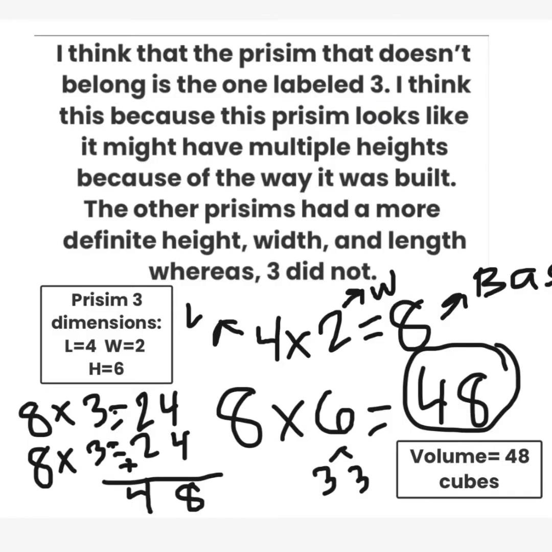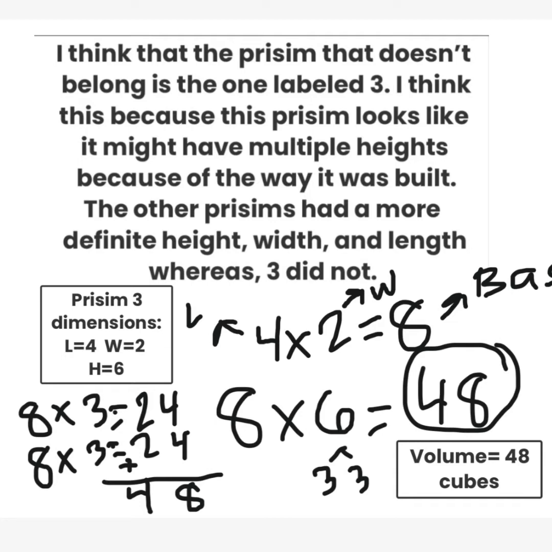Okay, this mathematician totally agrees with the first mathematician. This person is saying that, hey, this third prism, this irregular figure, doesn't belong because it looks like it has 2 heights. So how would I actually calculate or find out the volume of a figure that has 2 heights? That's a really good question. So it looks like this mathematician came up with 48 as the volume for the irregular figure.